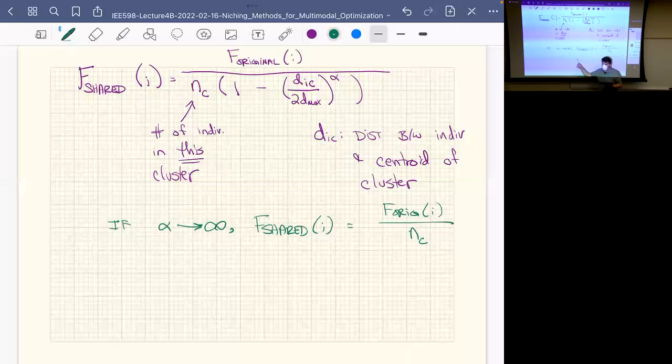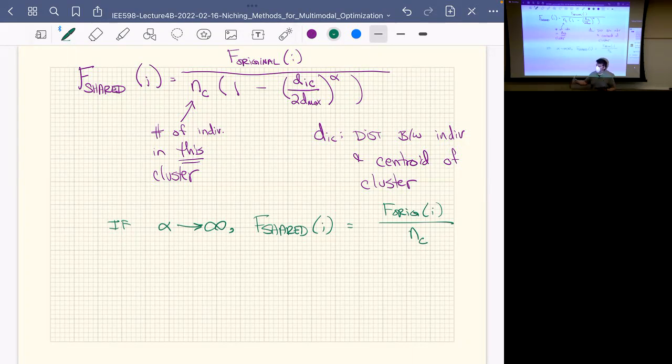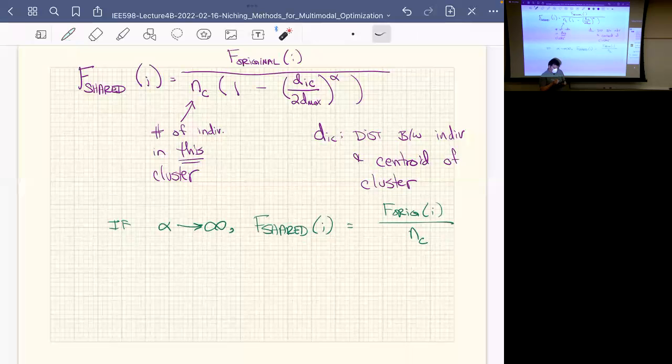But if we want a little bit more fine-grained control of the niche sharing so that we don't penalize everyone the same, then rather than penalizing them all based on their individual distances to every other individual in their niche, what we do instead is we scale the niche count for that niche by the distance that individual is from the center of that niche.